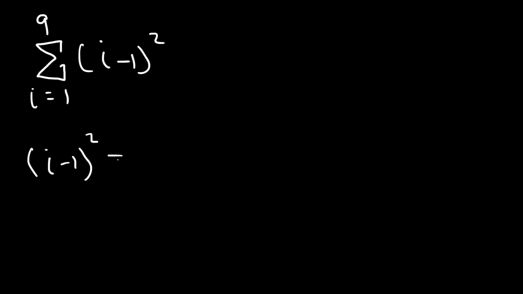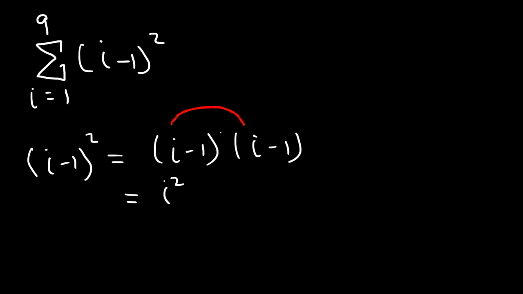Now let's work on one last problem. So let's say we have the sum of i minus 1 squared from 1 to 9. Go ahead and evaluate it. Now the first thing I would do is FOIL i minus 1 squared. So this is i minus 1 times i minus 1. And so i times i, that's going to be i squared. And then we have i times negative 1, so that's negative i. Negative 1 times i is also negative i. And then the last one is negative 1 times negative 1, which is positive 1.